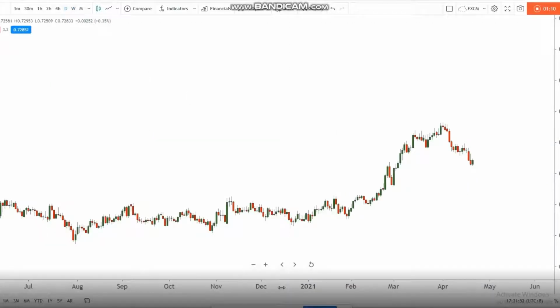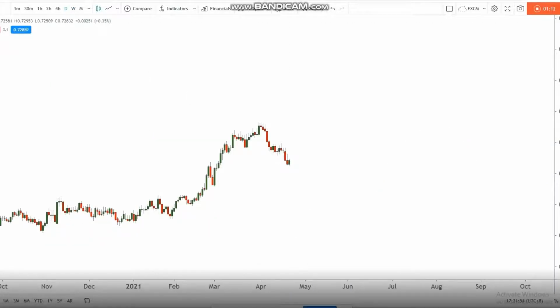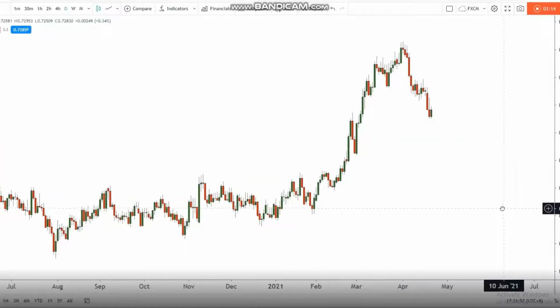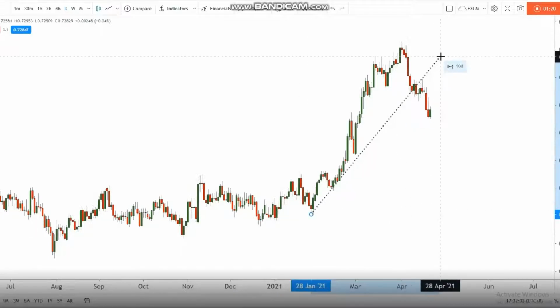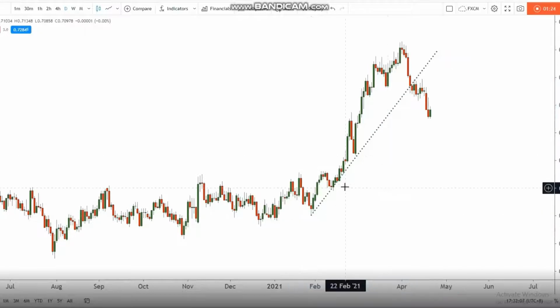If we look at the daily time frame, you can see that it has already broken out of the uptrend. So let me draw a trend line here. You can see that the trend line has touched 1 time, 2 times, 3 times, and it has already broken out of the trend before retesting the trend line before it pushed down again.